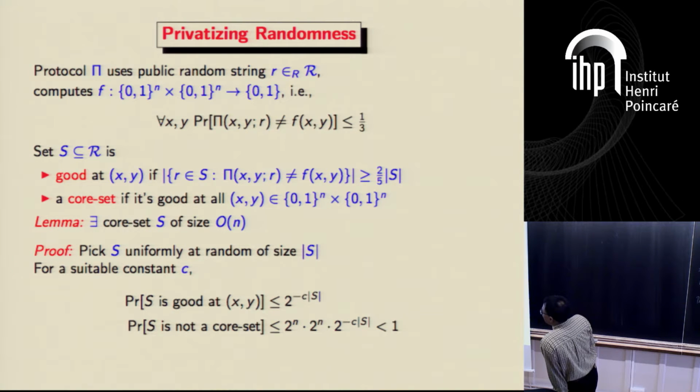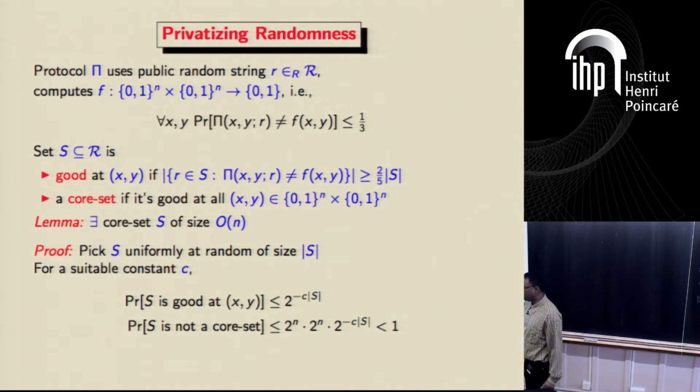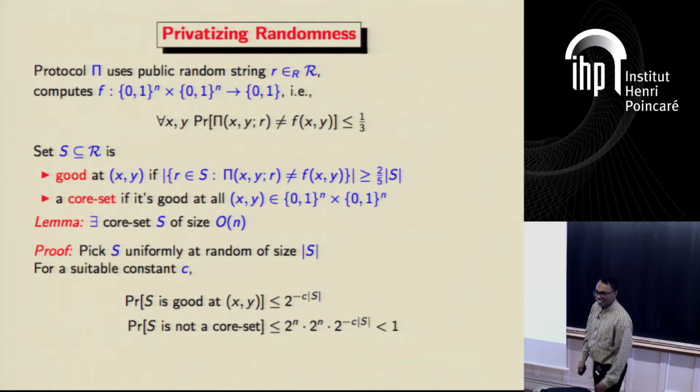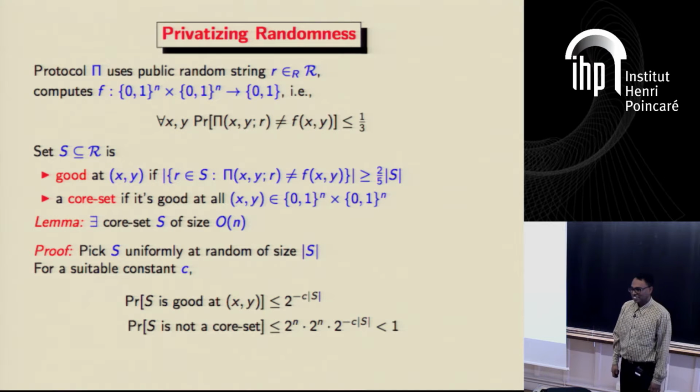This thing is too typo ridden. I'm sorry, this ought to say S is not good at x, y. The probability of being not good is the probability of exceeding 2/5. So actually this and this are consistent. I guess I have to change good to bad, and then everything will be fine. So, my apologies for this. I blame the jet lag.